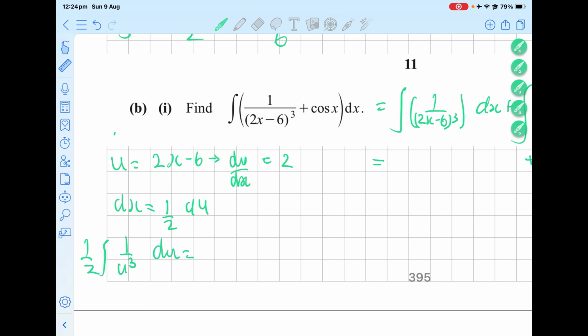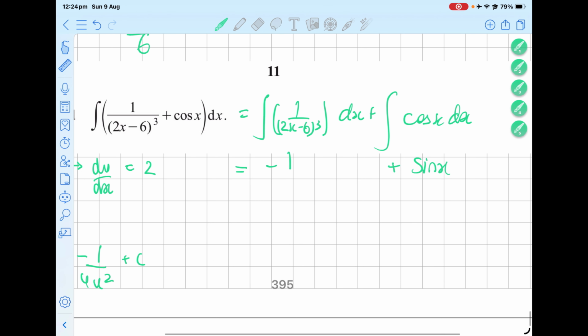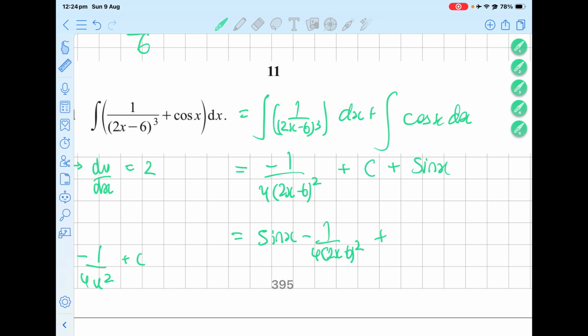So this is u to the minus 3, so it goes to the minus 2. And once it's to the minus 2, you divide it by minus 2, so you get minus 1 over 4u squared plus c. So this is minus 1 over 4 times (2x minus 6) squared plus c, plus sin x. So you can call it sin x minus 1 over 4(2x minus 6) squared plus c. That's your answer.